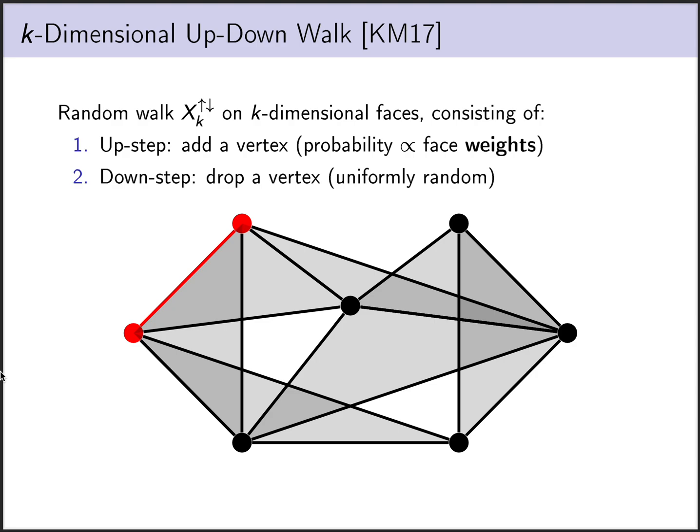We start at an edge, or a one-dimensional face, and the up-down walk just consists of repeatedly adding a vertex in an up step or dropping a vertex in a down step. So we just repeatedly add and drop. Both of these steps are random. The up step has probabilities proportional to face weights, so we'll be dealing with weighted complexes, just as we can have weighted graphs. And the down step will just choose a uniformly random vertex to drop.